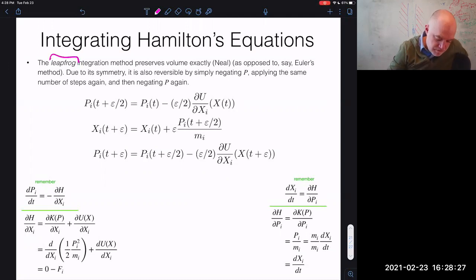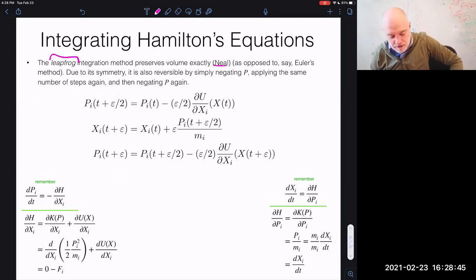The leapfrog integration method preserves volume exactly, and Radford Neal also proved this. This is as opposed to some other integration method like Euler's method. And it's reversible because of its symmetry. We can just negate the momentum, apply the same number of steps again, and then negate p again. So what does the leapfrog integration scheme mean? It means that for every delta t that you run the system of differential equations forward, you update the momentum a half step, then you update the position a full step, then you update the momentum again a half step.